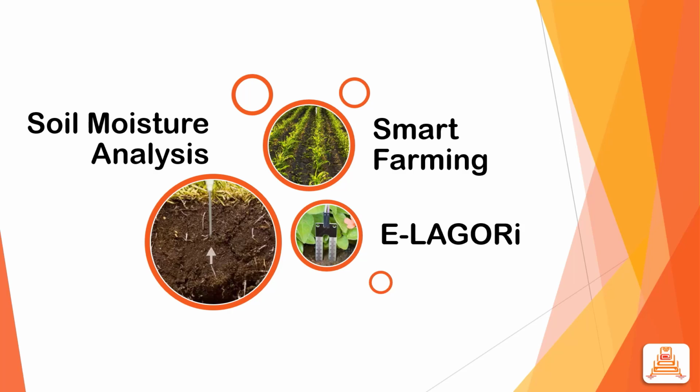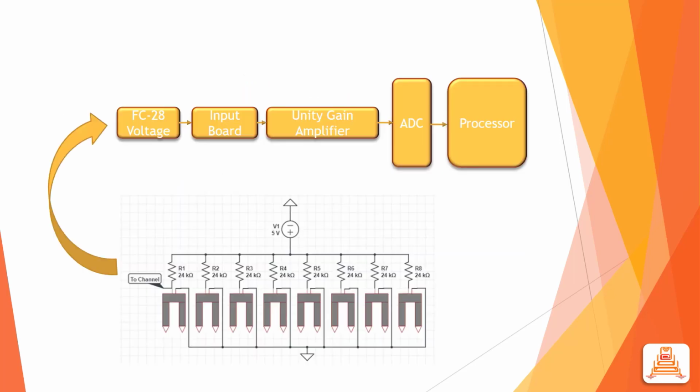Here we have used FC28 resistive type moisture sensor. Some other options may be capacitive moisture sensors, which are more accurate. For building this, let's make a block diagram of moisture sensor system.